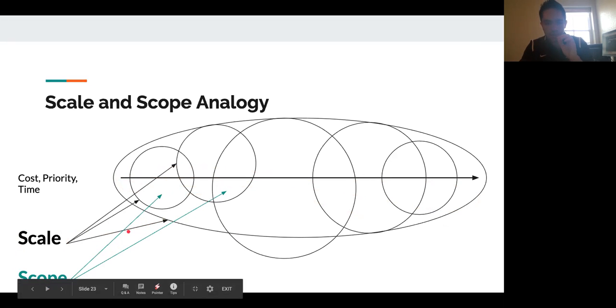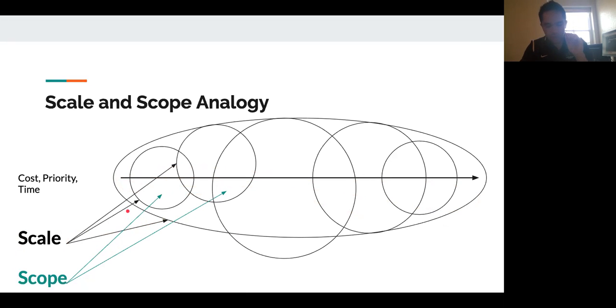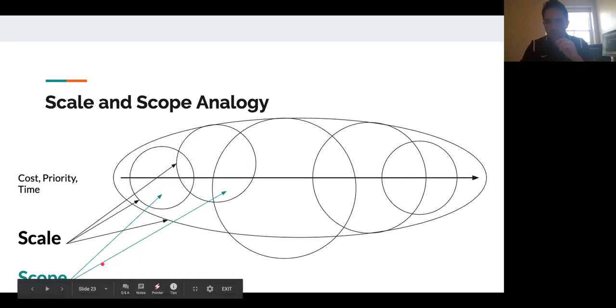And so you can see that the arrows of the scale are pointing to the boundaries within a certain project or a task. These big circles all represent a certain step in the process. So let's say our first step here, which is the first circle, takes up this amount of time, has this much priority, and has this much cost. That's what is inside this circle, and that is the scope.